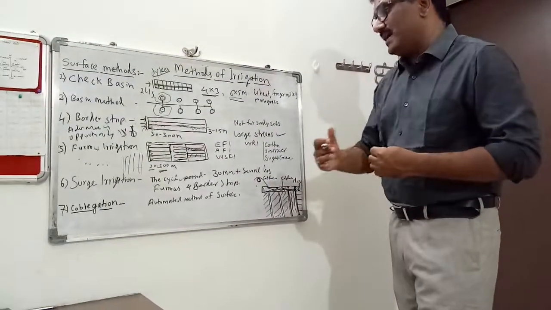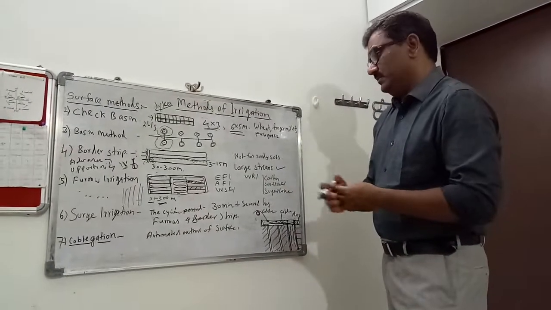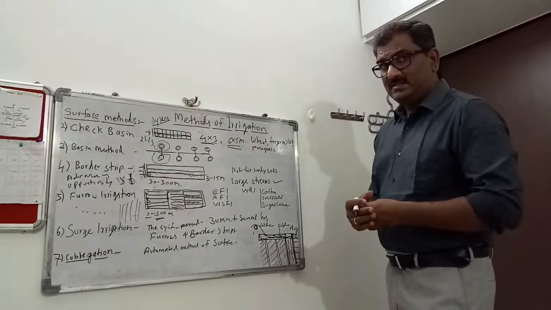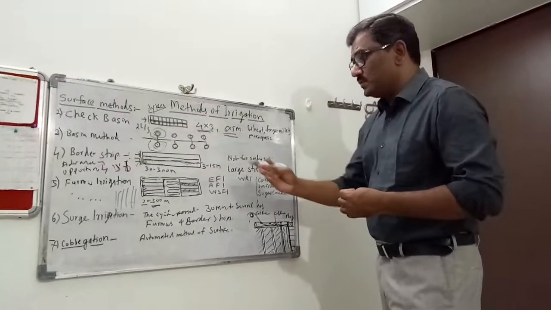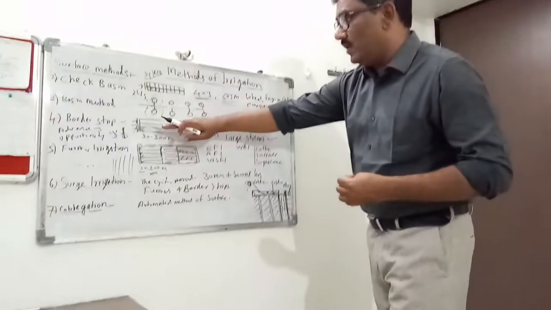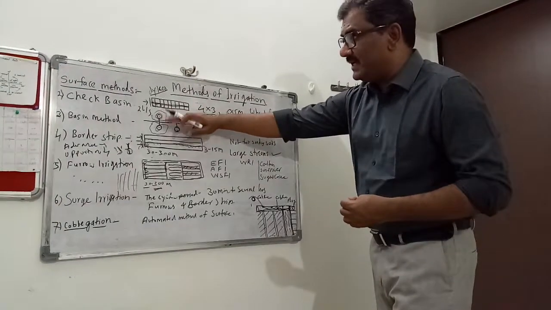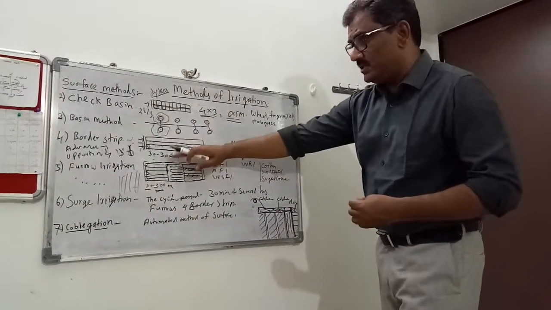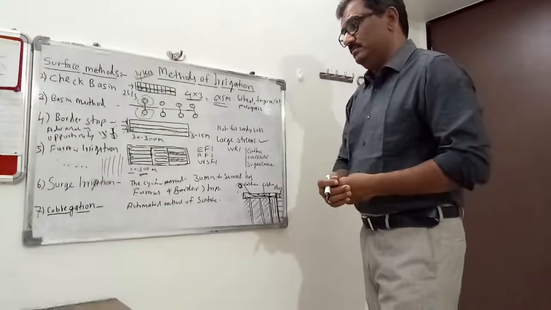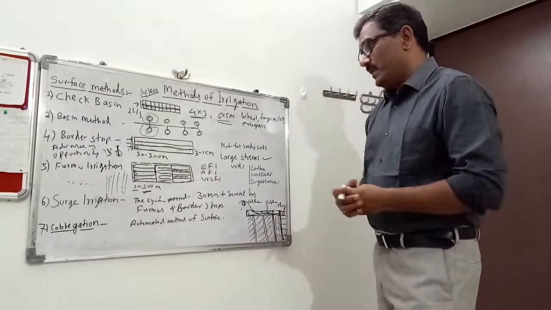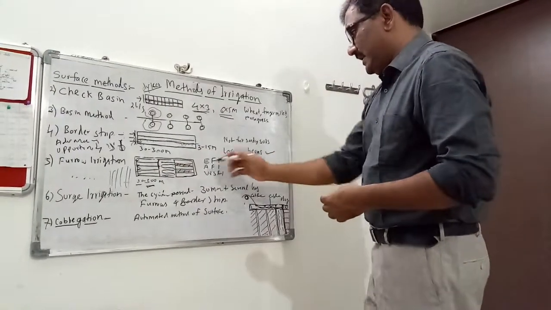It will have proper advance of the water. Means it can be used for having more stream size as well as for those lands which are having slightly more slope. So where we can't use check basin or border strip, we can go for furrow irrigation. Means in check basin we require fairly level land. In case of border strip, up to 1 to 3% slope we can use, but in this case we can go for more slope also, particularly by having certain changes in the furrow irrigation. Like we will see one by one.